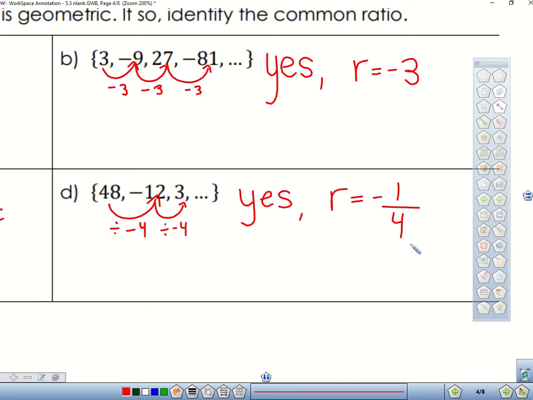So if your geometric sequence is going downward, as if it's descending, it's always going to be a fraction or a decimal. It's never going to be a number that's larger than 1. It's always going to be smaller than 1 because that's the only way you can multiply by something that gives you a smaller number. Does that make sense? All right. Let's go ahead and move on to our next example.